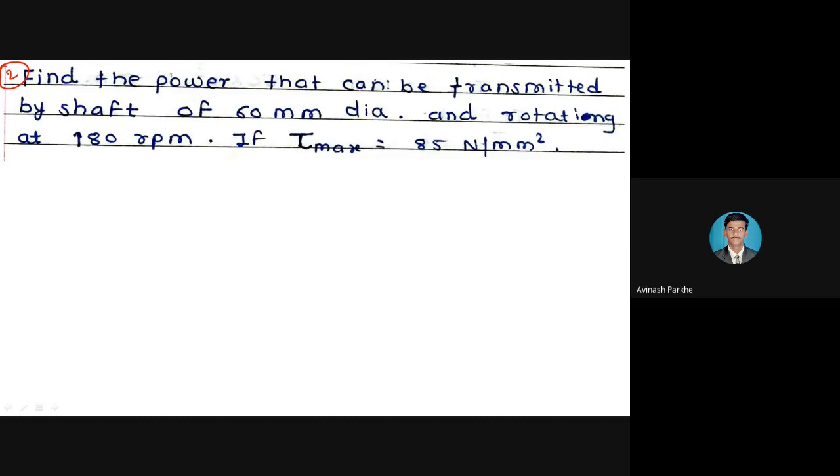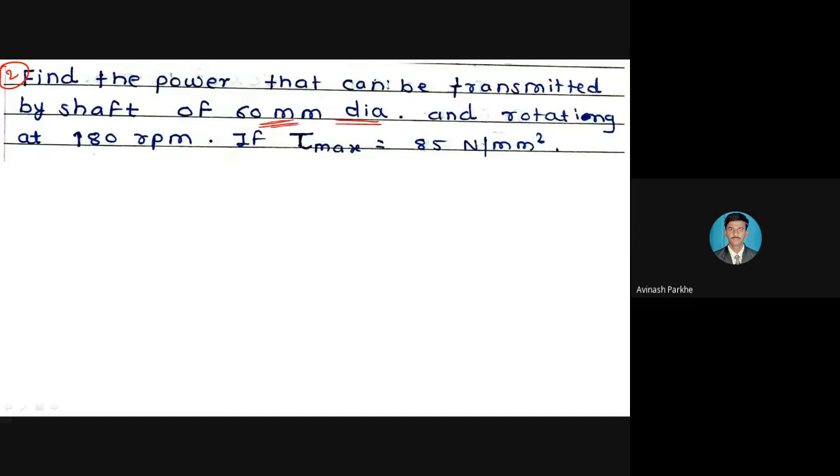Now we'll discuss the second numerical. Find the power that can be transmitted by the shaft of 60 mm diameter. Sometimes only one diameter is given; words like solid shaft are not mentioned. But how many diameters are given? From that also we can identify which type of shaft is given, whether solid or hollow.